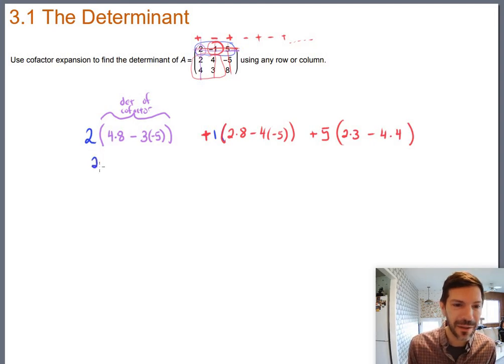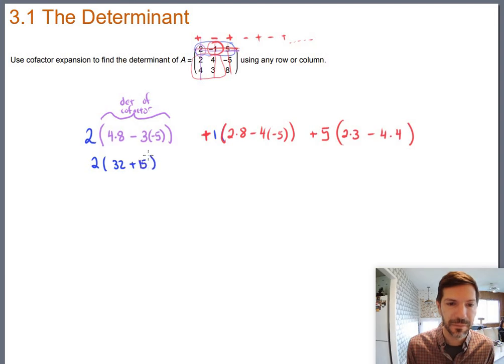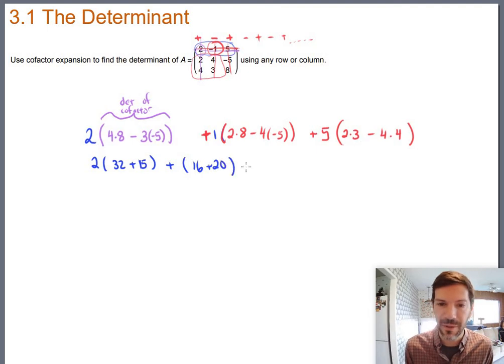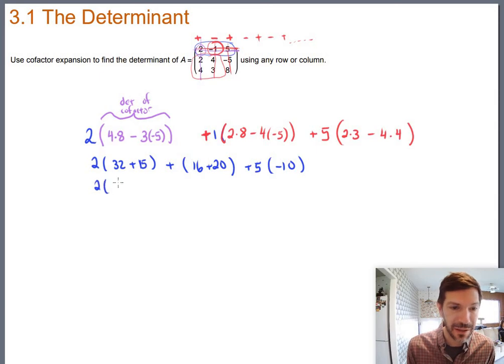But anyway, this will be 2 times 32, and this is minus a negative, so plus 15. And this one was originally -1, but the alternating signs of the determinant, we make that a plus, so plus 1 times 16, and this is minus a negative, so plus 20, and the last one is plus 5 times 6 minus 16, so minus 10, and this is just arithmetic. I say just arithmetic like we haven't all screwed up the arithmetic many times in this course.